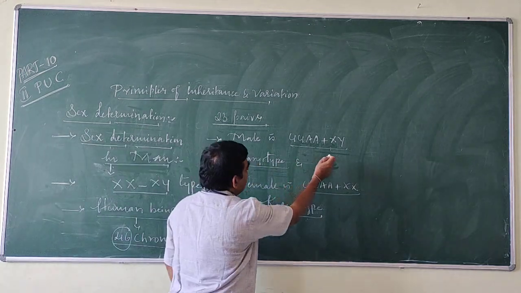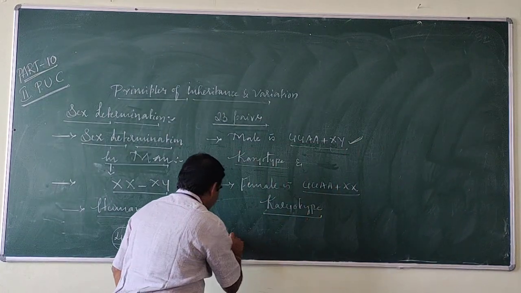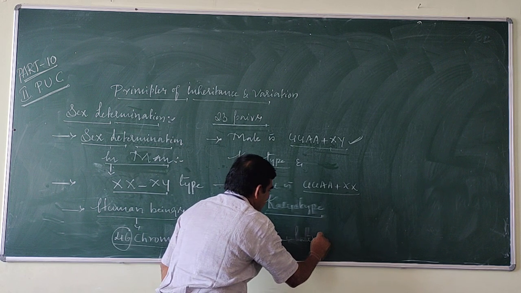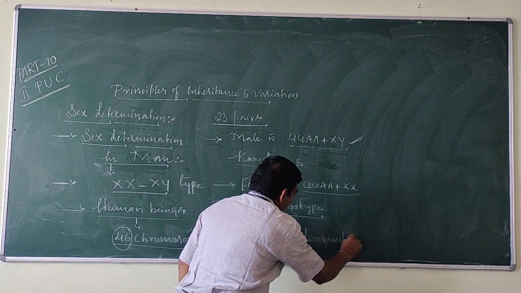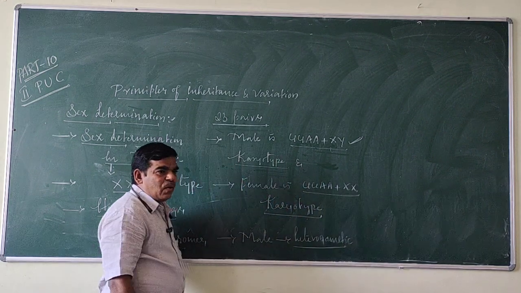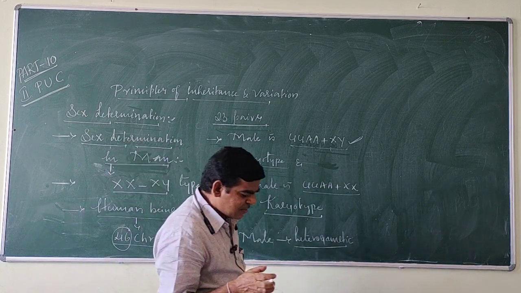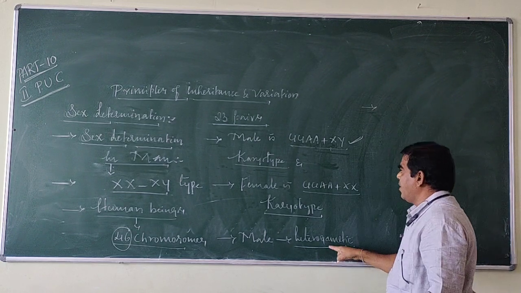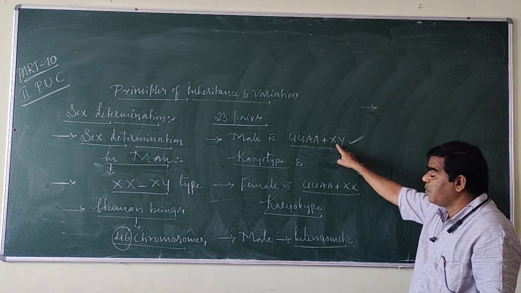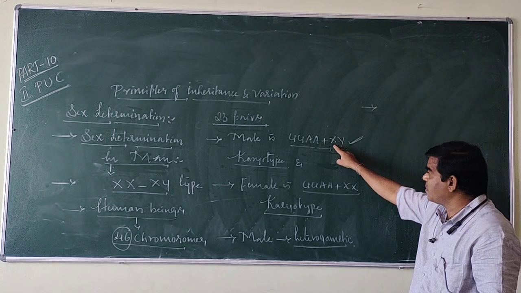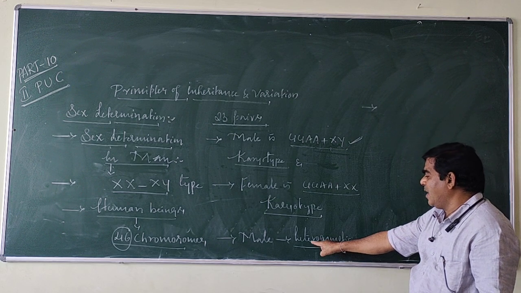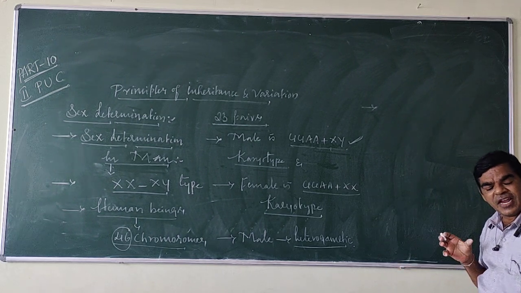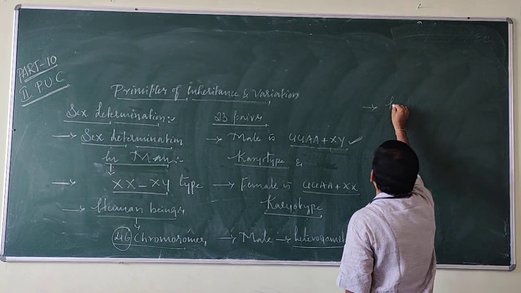The male individual is heterogametic. It produces two different types of gametes, two different types of chromosomes, X and Y, which are dissimilar. That's why the male individual is heterogametic, and as a result it produces two types of sperms.